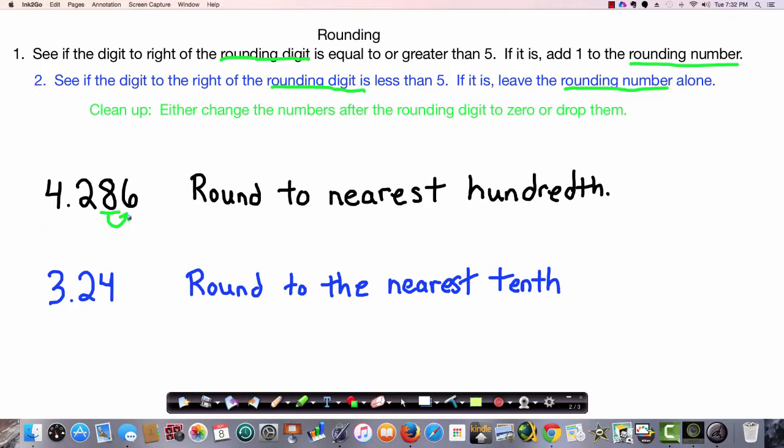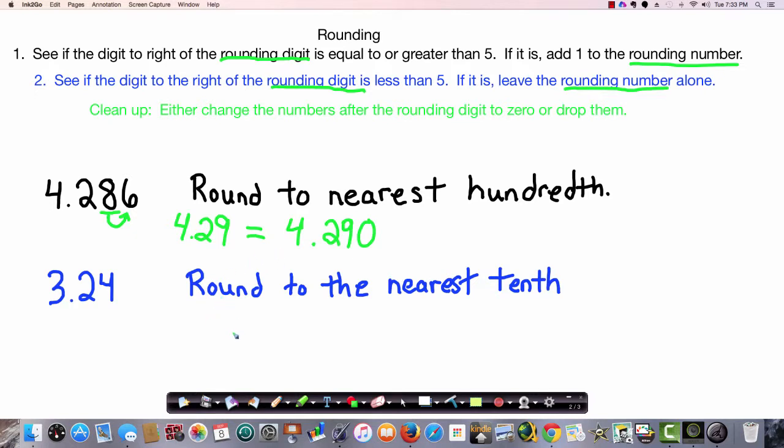Okay, so we've decided that number 1 rule is the one that works, so we're not going to do any more. Instead, we're just going to go 4.2, and we're going to add 1 to the 8, and then that becomes 4.29. Now, if I wanted to, I could also put a 0 there if I wanted to see what it looked like with that number changed to a 0. Again, these are two numbers that are equivalent or the same.